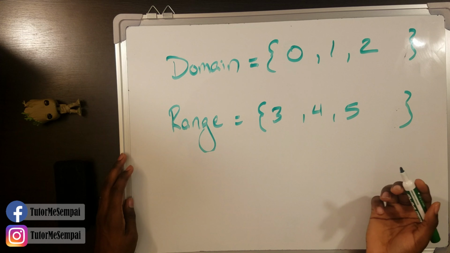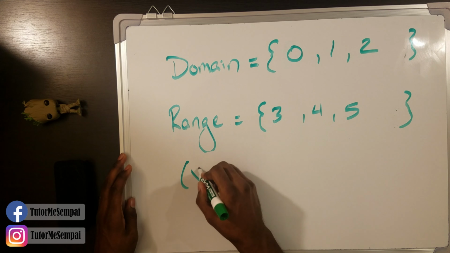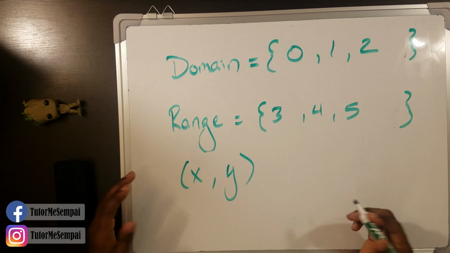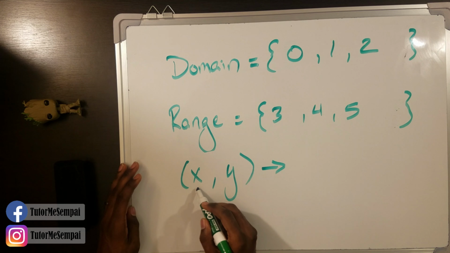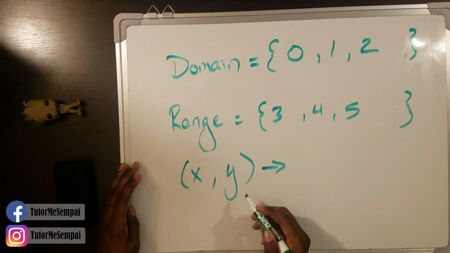One way you can remember that domain comes first and range comes second is if you pay attention to the XY form of an ordered pair. In the XY form, you see X comes first and Y comes second. And in the alphabet, X comes before Y as well.